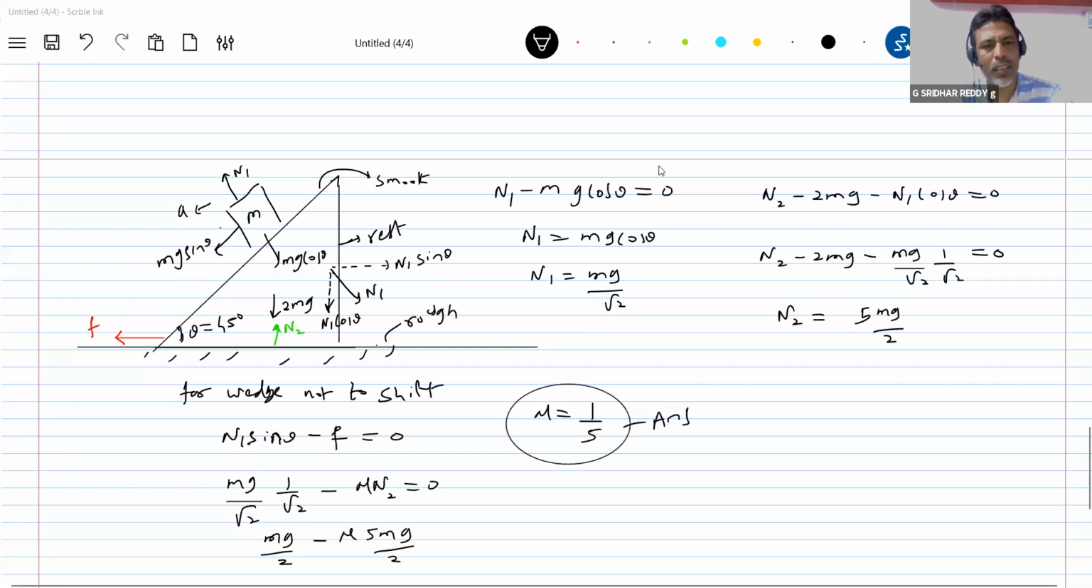2 mg is there, N2, 2 mg. That's all. Why will the mg of the block not come into the picture? Only the forces acting on the wedge will determine the N2.